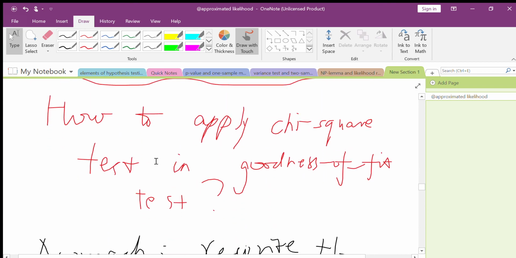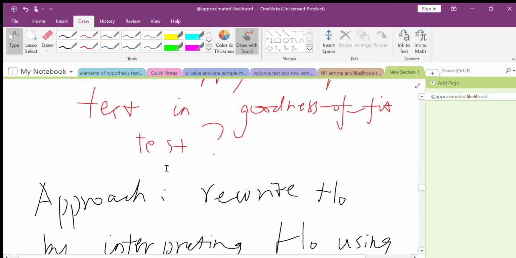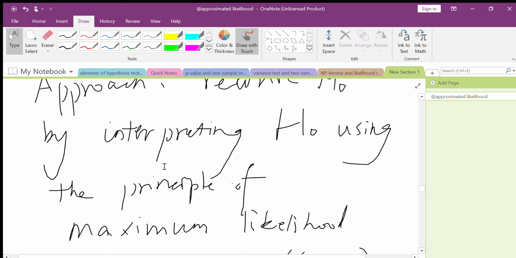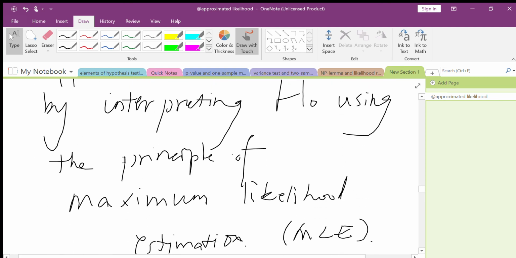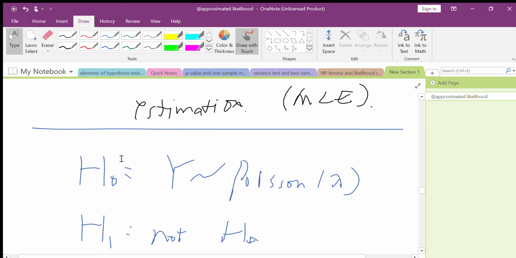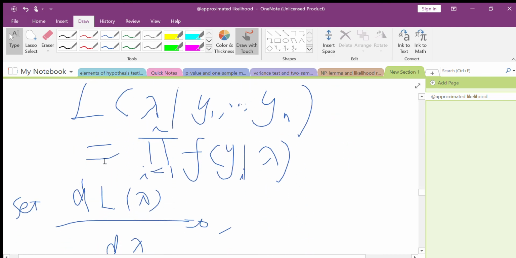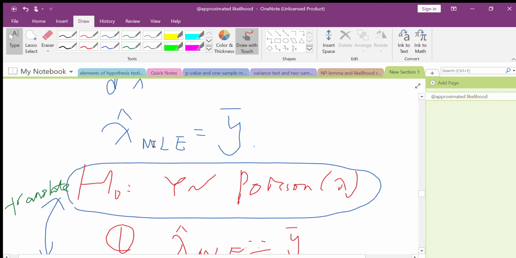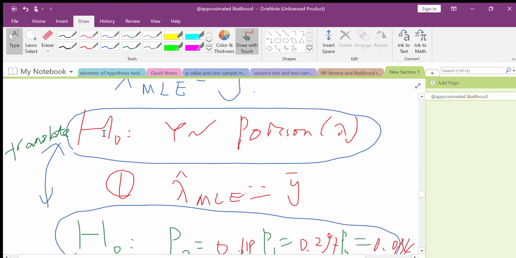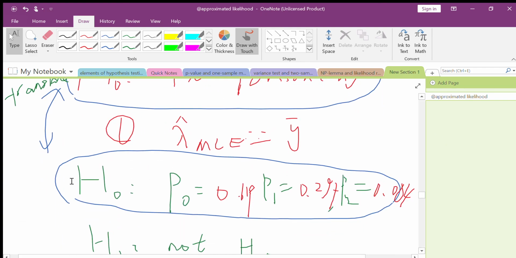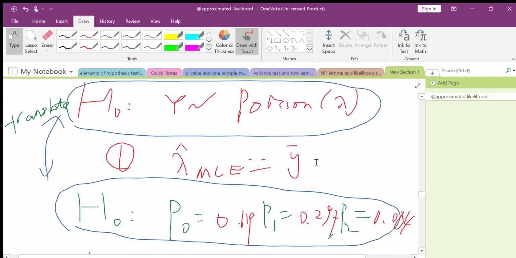So how do we apply the chi-square test in the goodness of fit test? Our approach is to first rewrite H0 using the principle of maximum likelihood estimation. So H0 is this, and we write the likelihood function, and we find that lambda hat MLE is y bar. So how do we translate this original hypothesis to our chi-square test hypothesis? We have got the MLE estimate for lambda.